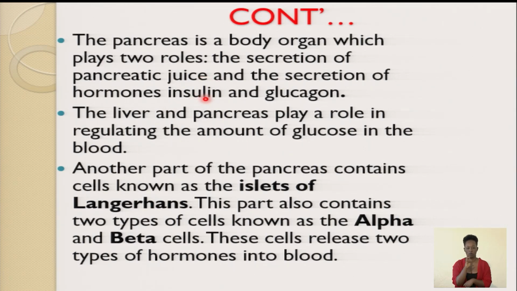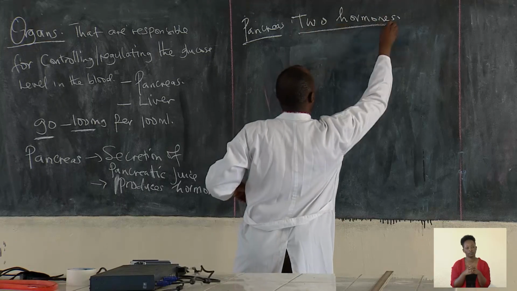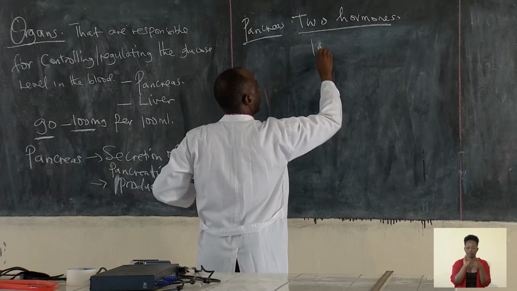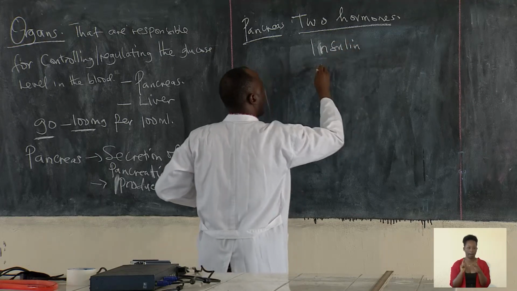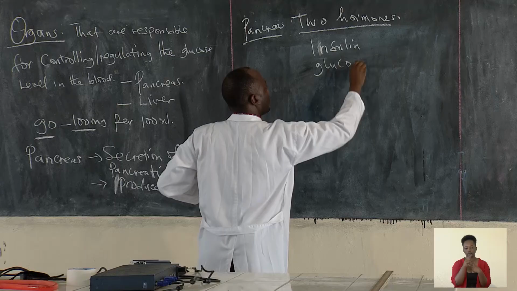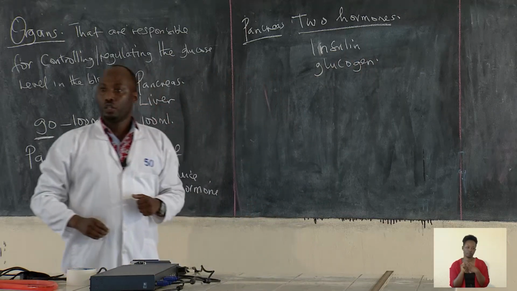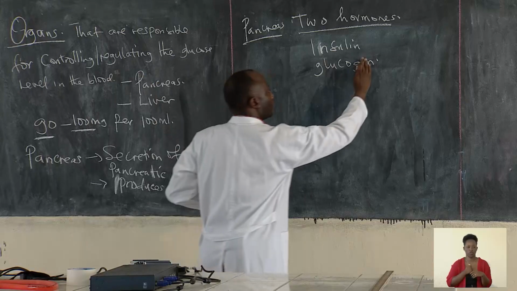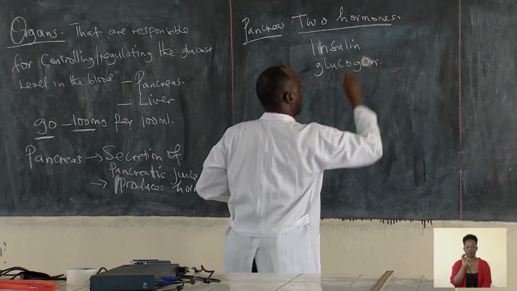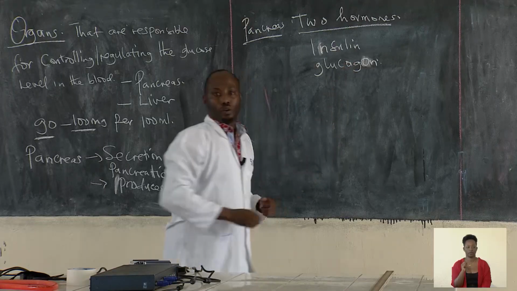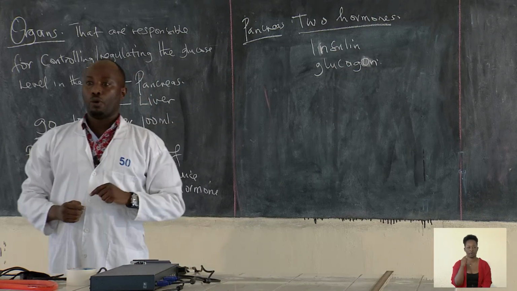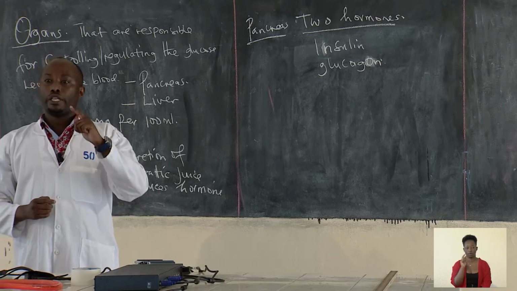Take an example, the 2 hormones produced by the pancreas. The pancreas produces 2 hormones. These 2 hormones are insulin and also glucagon. Sorry, it is glucagon. The glucagon, all right? So the hormones I said are glucagon and also insulin.